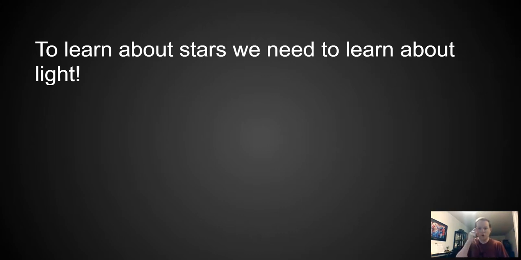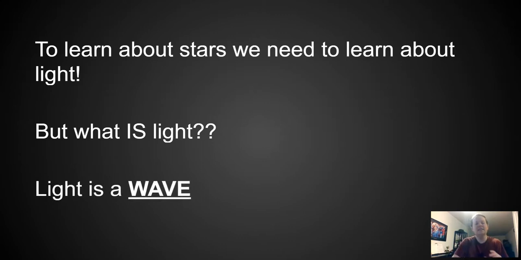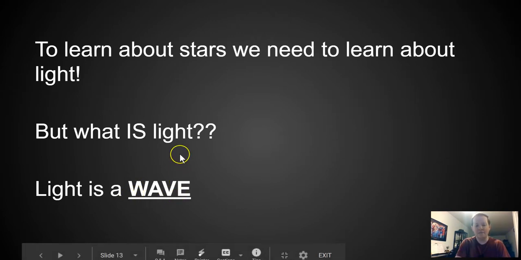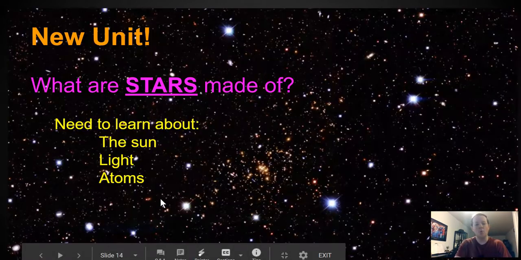If we want to learn about stars, we need to understand the light they create. But what is light? We didn't talk about that before. We looked at different colors, but what is it? Light is a wave. Oh, light is a wave. So in order to study stars, we need to study light, and to study light, we need to study waves.